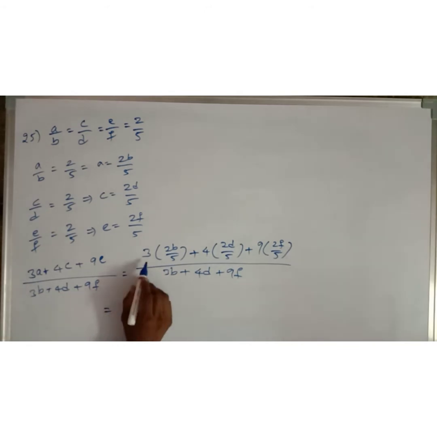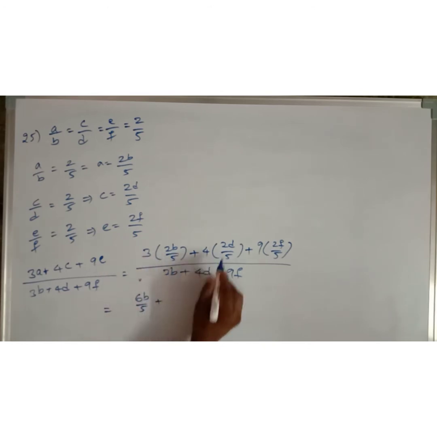Now that's equal to, I am going to multiply this: 3 2s are 6b by 5 plus 4 2s are 8d by 5 plus 9 2s are 18f by 5, then total divided by 3b plus 4d plus 9f.